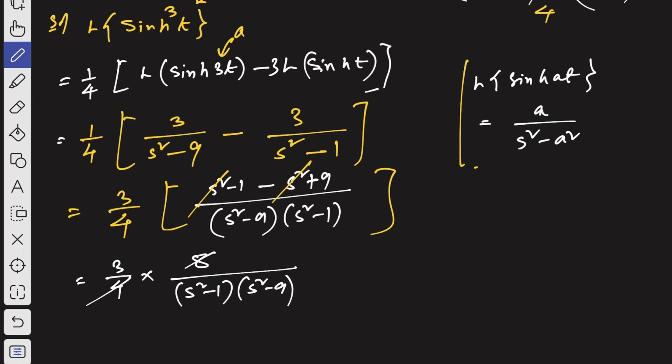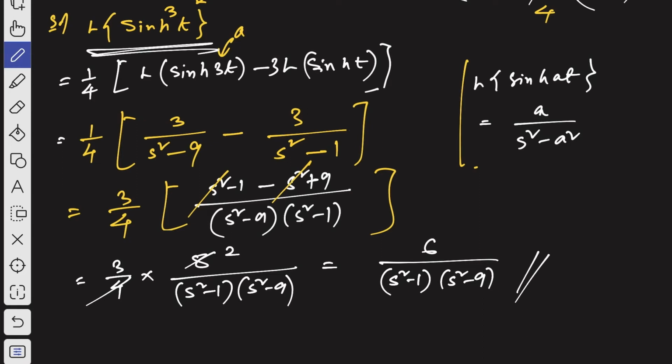So you can cancel this 8 by 4, then you will get 2, and 2 times 3 is 6. So our final result is 6 by (s square minus 1) into (s square minus 9). So this is our answer. This is the Laplace transformation of sine hyperbolic cube t, right? So that's how we can solve. Now let's move on to the next.